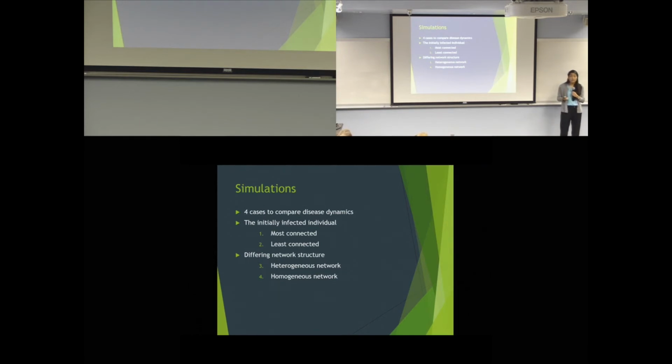The heterogeneous network is the same network that we use for the most and least connected, only we're not concerned with specifically making the initially infected individual a cow with a specific connectivity. The homogeneous network was different from the heterogeneous network because we designed it so that the weight of the link is the same weight between each cow.